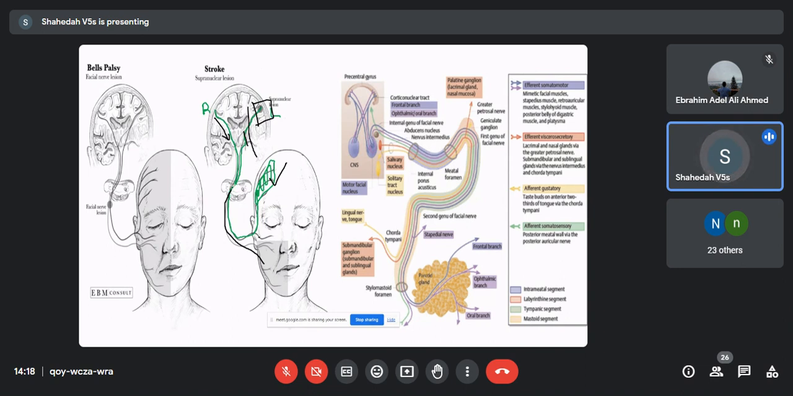Because the black part is only supplied from here. Understand? If you understand the diagram. So the lower part is supplied by the contralateral side only. It is not double representation, double supply. Okay, so let's say the other one is the lower motor neuron.